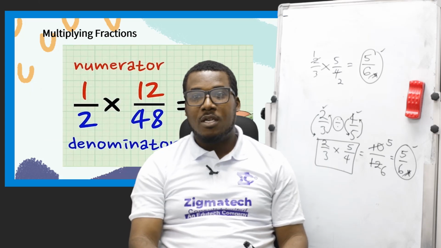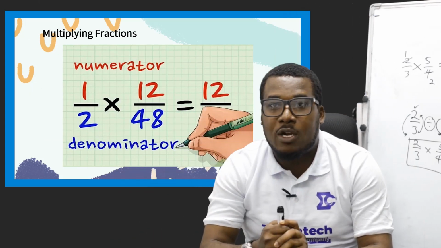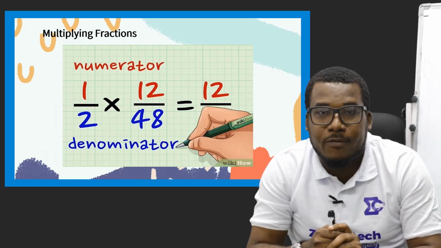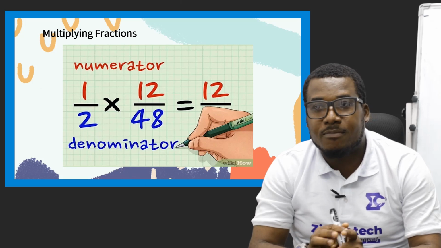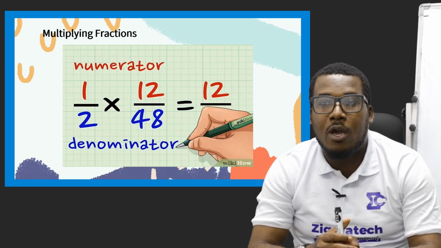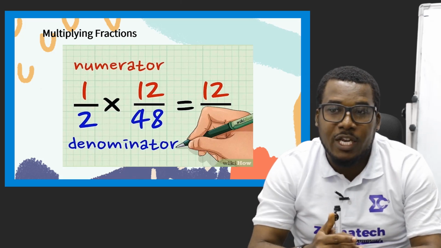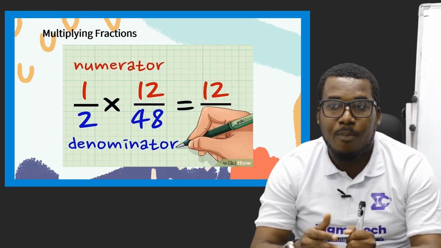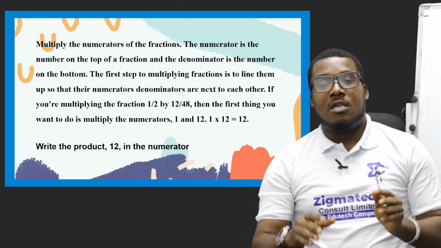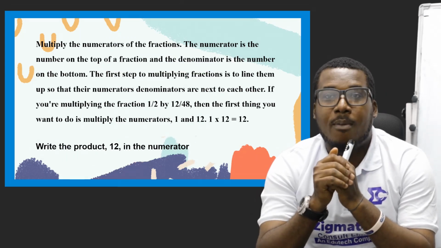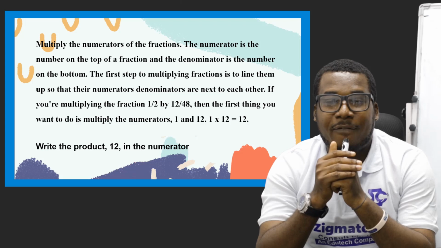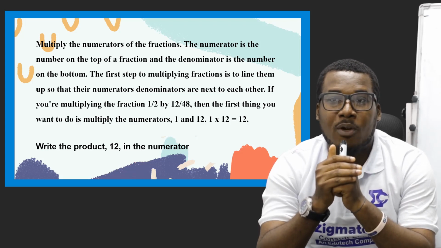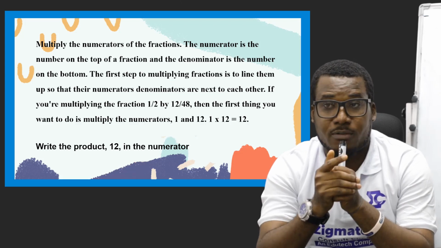So let's go on. Now we are given this case under the multiplying of fractions. They say half times 12 over 48. 1 over 2 times 12 over 48. Now, if you see the indication there, we have the numerator and we have the denominator. We multiply through. Now, follow those ideas. Multiply, the first step, there are some guidelines to help you. The first step is to multiply the numerators of the fractions first.